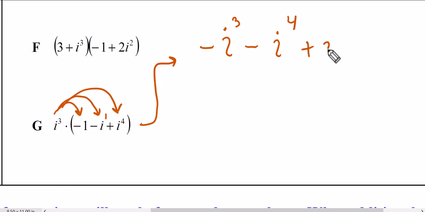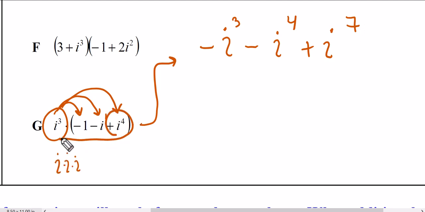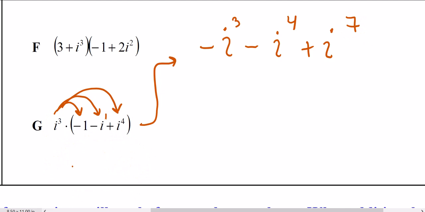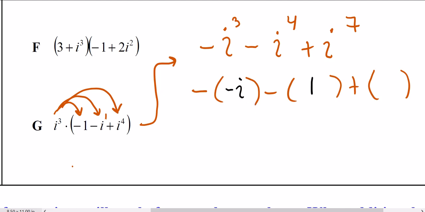And then on this one here, the last one, that's i to the 7th power. Right? Because if you consider i third and i fourth, that's 3 i's from here. That's 4 i's from here. How many i's is that total? 7. And now we go ahead and use our little table or remainders or whatever you want to do. i to the 3rd power is negative i. i to the 4th power is 1. i to the 7th power is negative i.